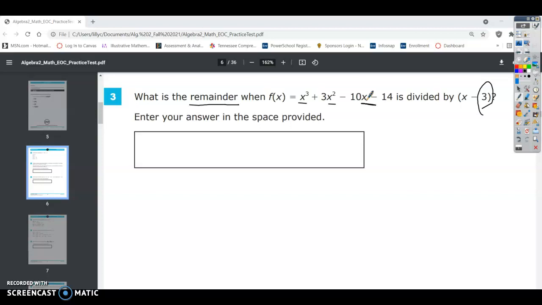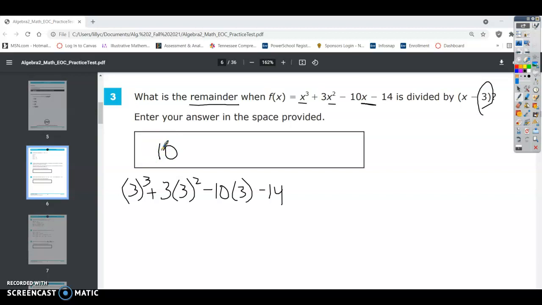All right, so if you just take your calculator, you're going to take 3 and plug it in for everything that has an x. So it's going to be 3 cubed plus 3 times 3 squared minus 10 times 3 minus 14. If you plug that in your calculator, you're going to see that you get 10. So 10 is the remainder.